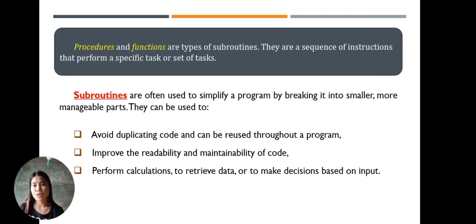So what are procedures? Procedures and functions are types of subroutines. They are a sequence of instructions that perform a specific task or set of tasks. Subroutines are often used to simplify a program by breaking it into smaller, more manageable parts. They can be used, first, to avoid duplicating code so it can be reused throughout the program. Second, to improve the readability and maintainability of code. And lastly, to perform calculations, retrieve data, or make decisions based on input. Basically, they help manage complex data and create authentic and reliable source code.